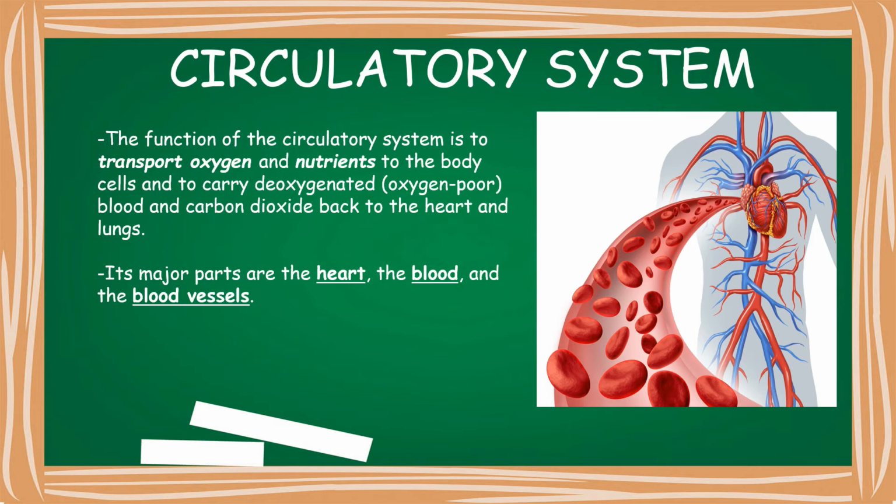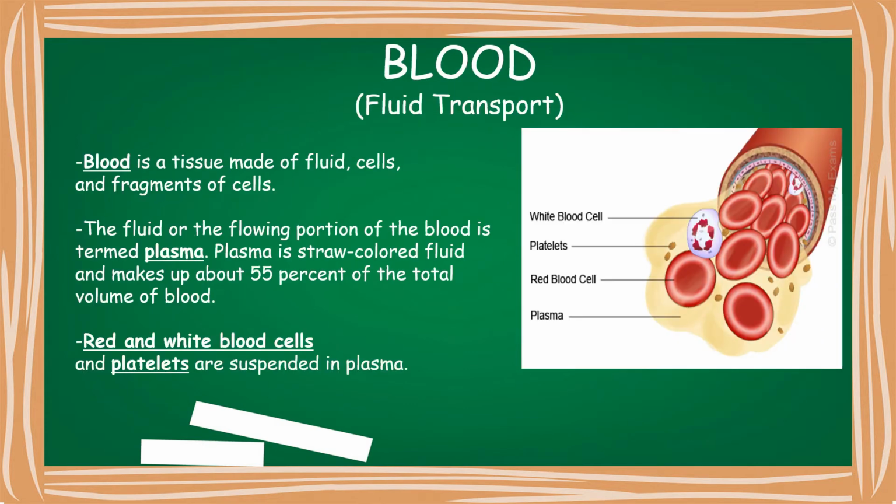There are different main parts of the circulatory system. These are the heart, the blood, and the blood vessels. For us to be able to understand better the function of the circulatory system, let us now learn the different functions of its main parts. Let's start with the blood, or the fluid transport.